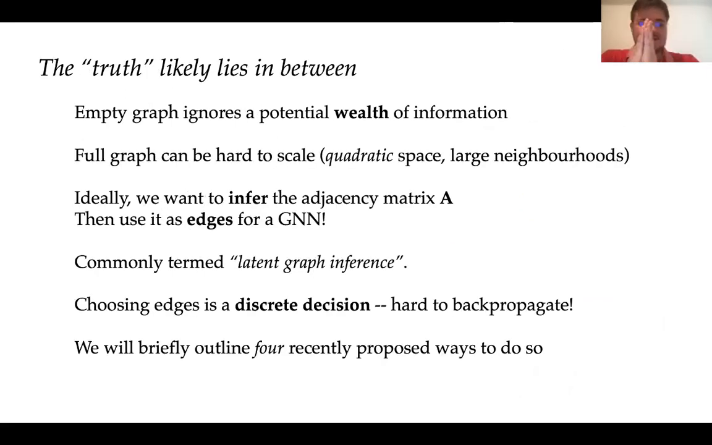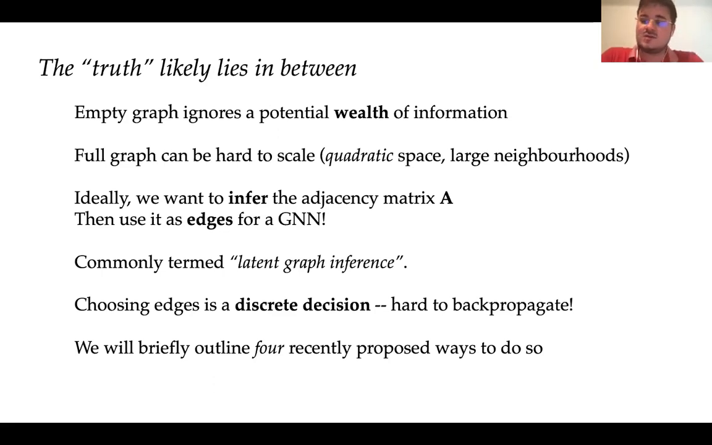Now, okay, let's recap what we've done so far. We've looked at DeepSets as an option to do reasoning over an empty graph. And we've looked at something like transformers as a method to do reasoning over a fully connected graph. Now, these are both at extremes. The empty graph ignores a wealth of information, even though it's super efficient to implement. The full graph, because it's quadratic space and the neighborhoods get larger, can be much harder to scale or extrapolate with. So the truth, like the kind of best agnostic approach, lies probably somewhere in between.